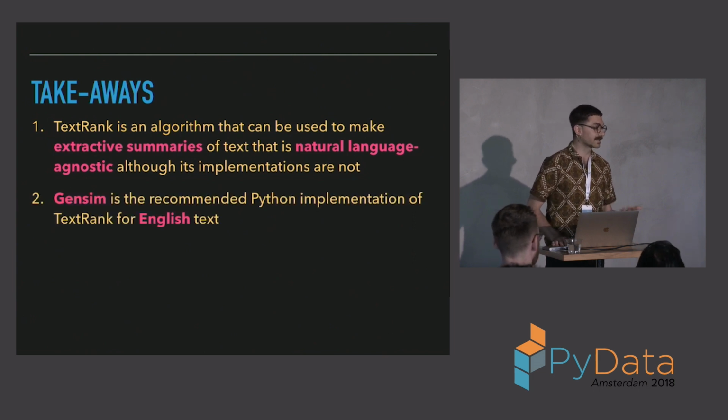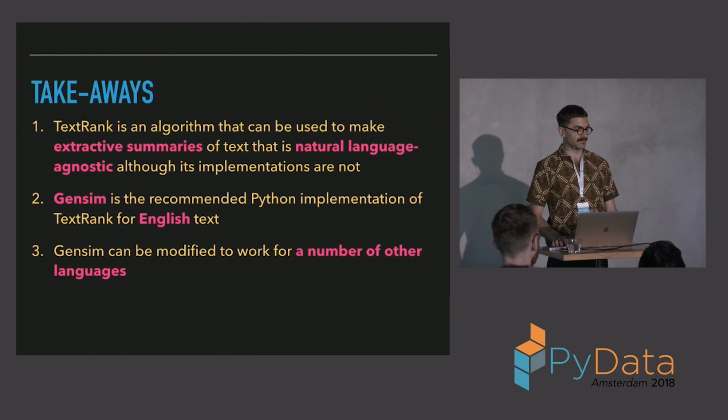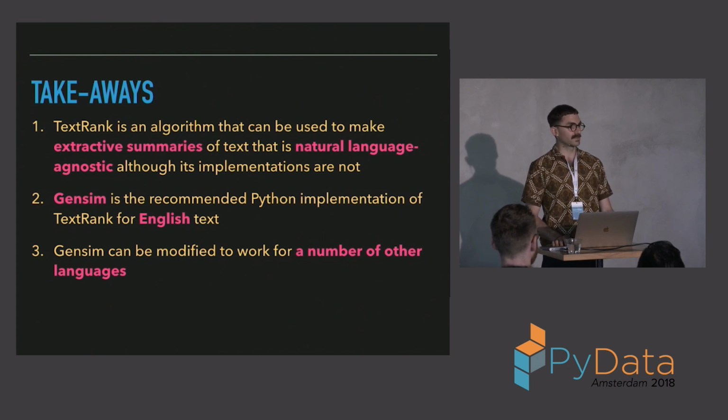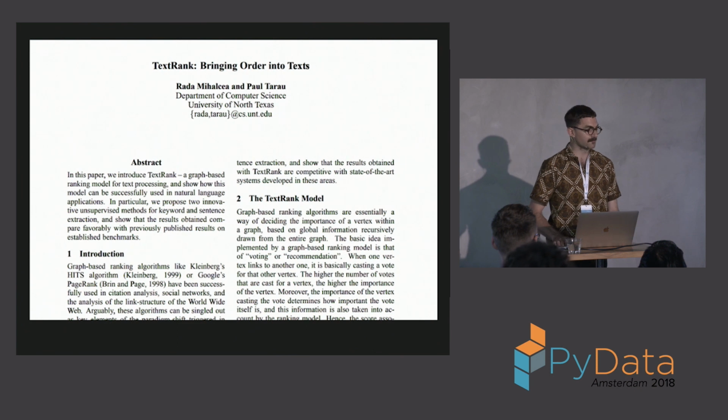GenSum is my recommended Python implementation of TextRank for English text, and GenSum can be modified to work for a number of other languages, and I'll talk about which ones towards the end of my talk. Got it? Okay, good. So now for the details.